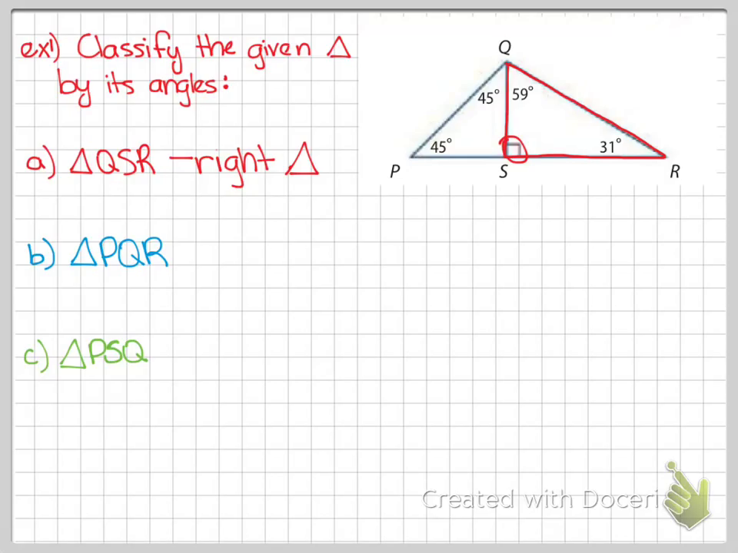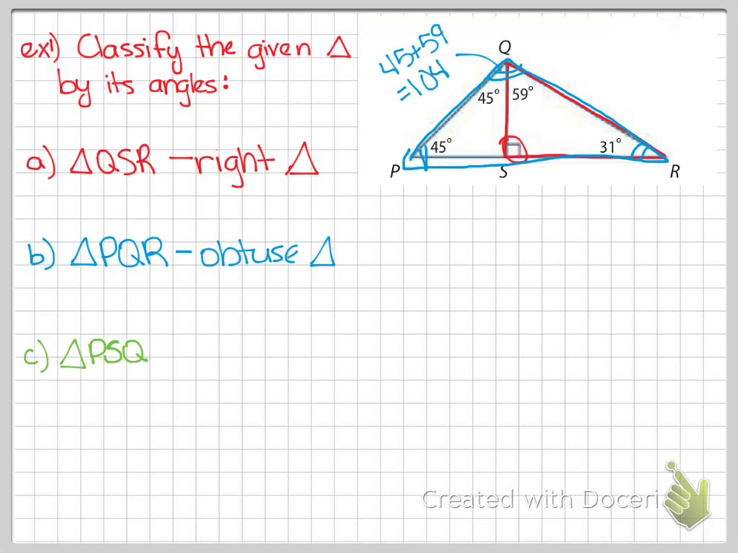Let's look at the next one. We'll look at triangle PQR. That is this big blue triangle, the whole thing. So we've got an angle of 45 here, an angle of 31 here. We need to know what angle Q is, what that whole entire angle is. So it is 45 plus 59. If you work that out, that'll be 104. Since that's an obtuse angle, we know that triangle PQR is an obtuse triangle.